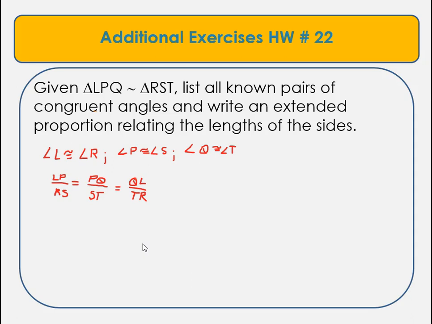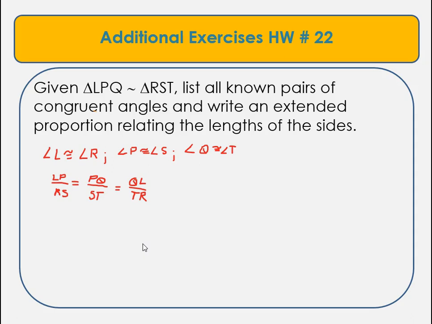And the last problem. This is problem number 22. And this is one of the problems that doesn't have pictures. Now, if you want to try to draw pictures, you can, but you can go ahead and set up what you need without them. Given triangle LPQ is similar to triangle RST. List all known pairs of congruent angles and write an extended proportion relating the lengths of the sides.